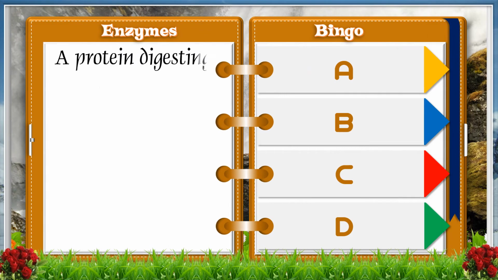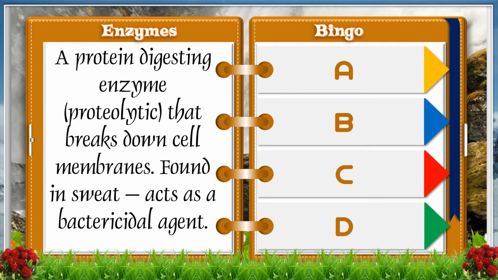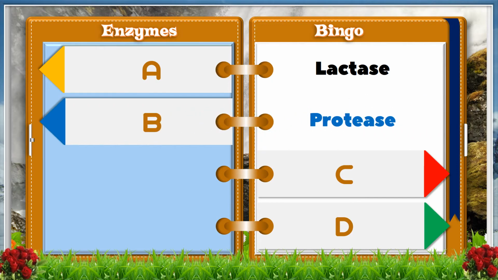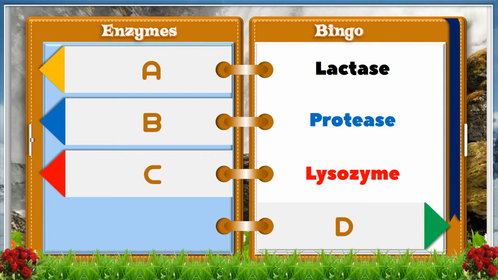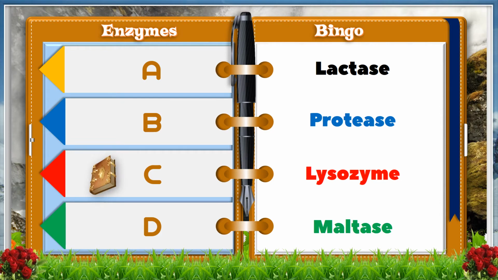A protein digesting enzyme that breaks down cell membranes, found in sweat, acts as a bactericide agent. A. Lactase. B. Protease. C. Lysozyme. D. Maltase. And the answer is C. Lysozyme.